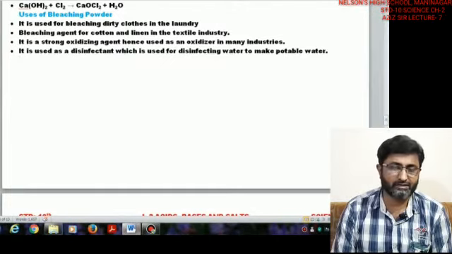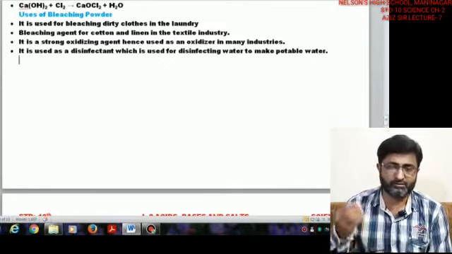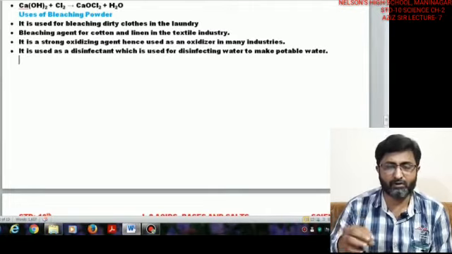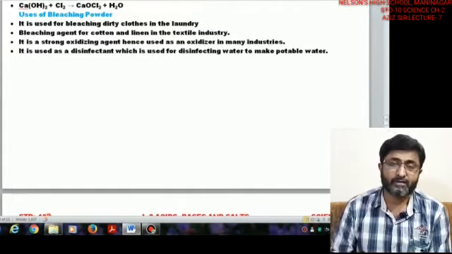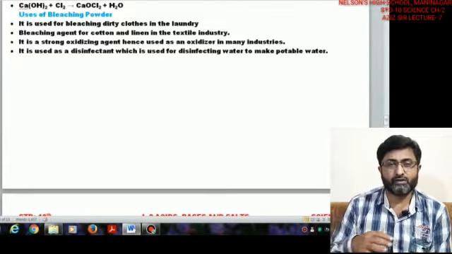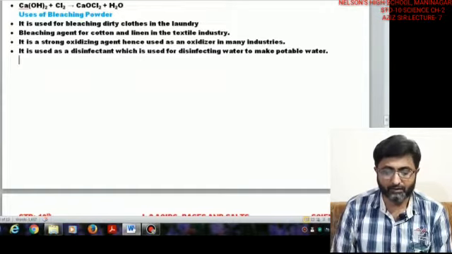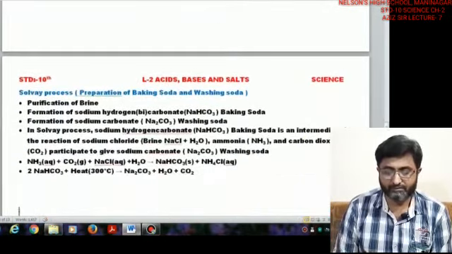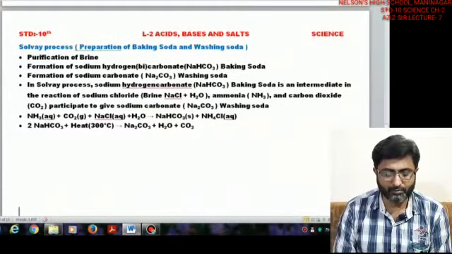It is also used as a disinfectant for drinking water. If you find the water slightly smelly or feel it might have germs, you might put a very small amount of bleaching powder, or the bleaching solution, into a 1000 liter tank, maybe 10-15 ml. It might kill the germs present inside and clear the water. So it is used as a disinfectant, and infection is removed in potable water. These are the major uses of bleaching powder.